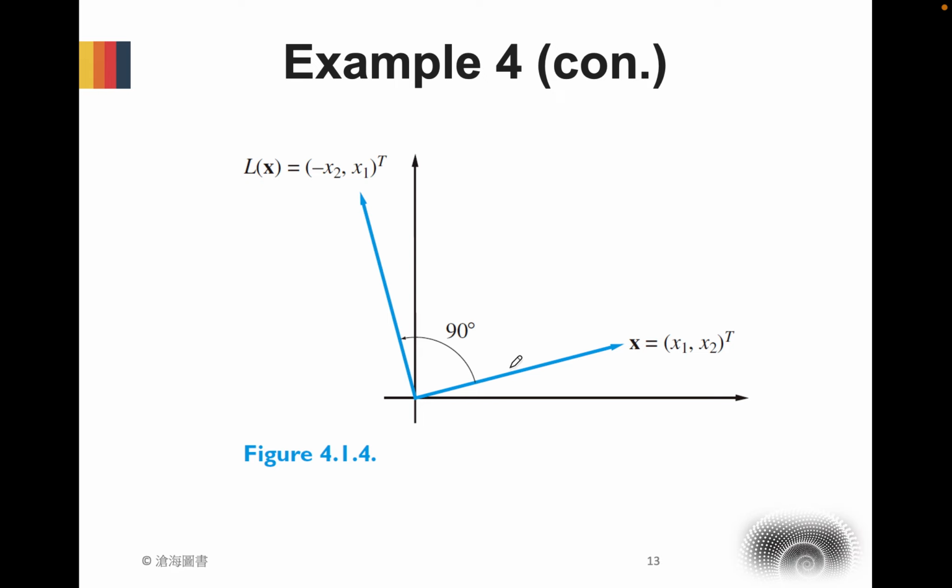That means we do counterclockwise 90 degrees. So originally the vector x is looking like this. And then if we do this mapping, we do counterclockwise rotation for 90 degrees. It becomes negative x2, x1.